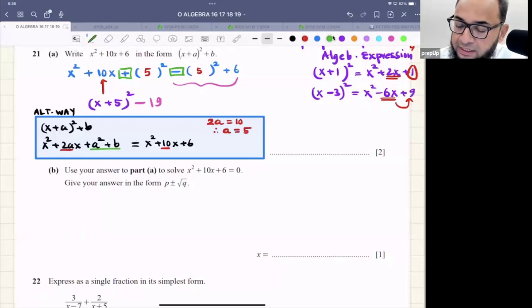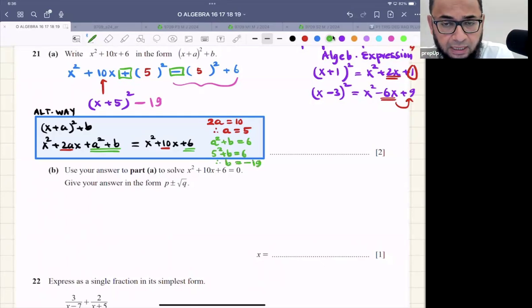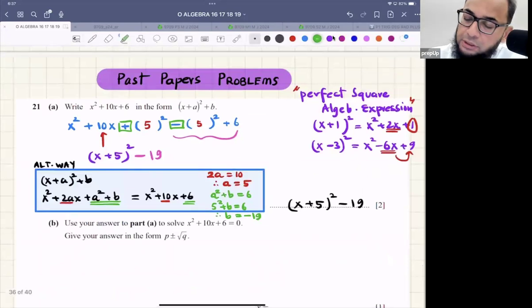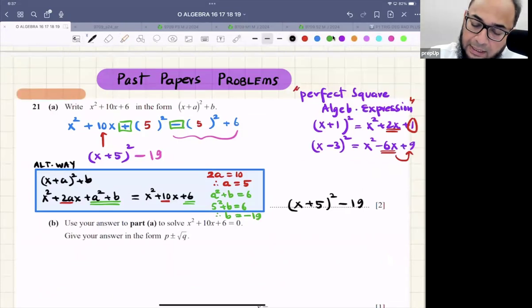And then compare these two: a square plus b equals 6. So a square plus b is equal to 6, 5 square plus b is equal to 6, therefore b is negative 19. That's how you get it. That is another way, but the process also needs that knowledge. So we have to write it in this form. So we will write (x plus 5) whole square minus 19. This is an application of completed square form.